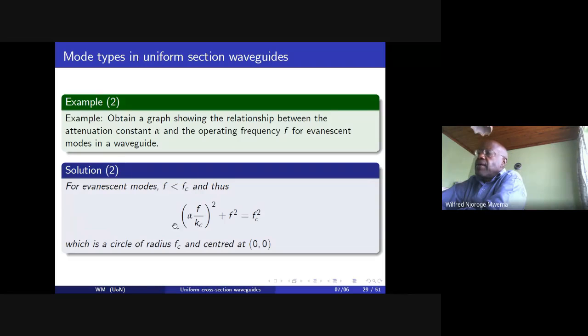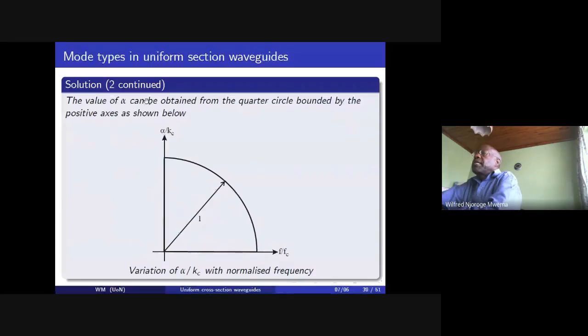And thus, we can always write that (alpha/k_c)^2 + (f/f_c)^2 must be equal to 1, which we can see is a circle centered at (0, 0) and has radius 1. And therefore, the value of alpha can then be obtained from the quarter circle that is bounded by the positive axes as shown below. We are going to assume alpha will always be a positive number, because in our waves, it will be multiplied by a minus sign to show an attenuation.